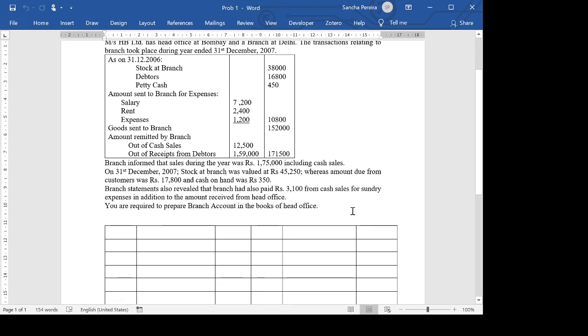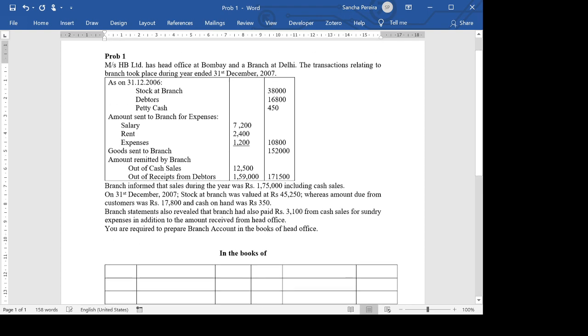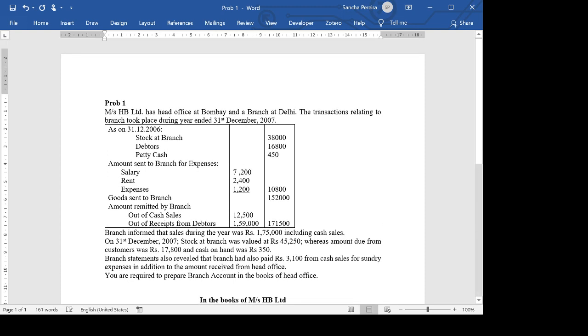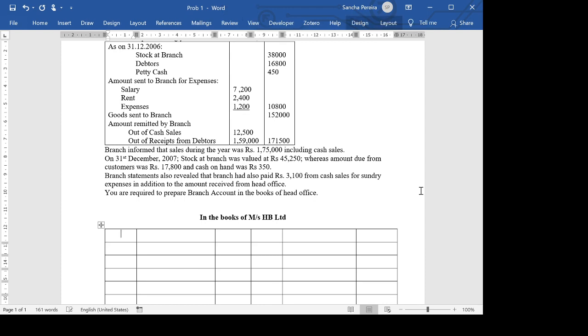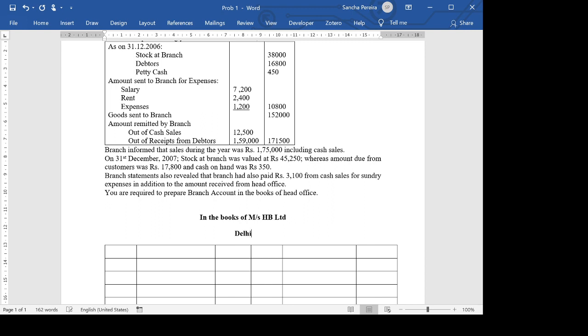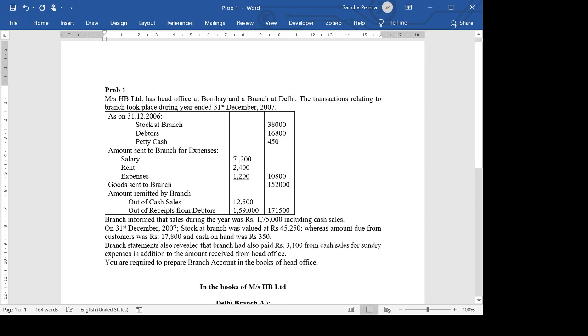So we are going to say, in the books of the name of the firm, Mrs. HP Limited, Delhi branch account. We always give a name because a firm may have a number of branches, and for each branch they will open an account. So head office, you can say in the books of Mrs. HP Limited, in brackets, you can put head office at Bombay if you want.